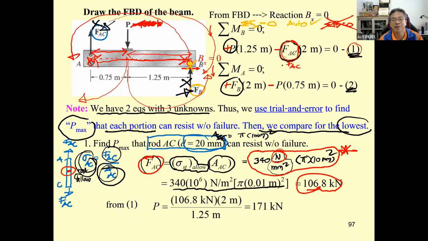Okay, and then P over here equals F sub AC times 2 divided by 1.25. You get 171 kilonewton in order to make the rod AC cause the failure here. Now, that's the first one. There are going to be 3 of them. Okay, this is the rod failure.